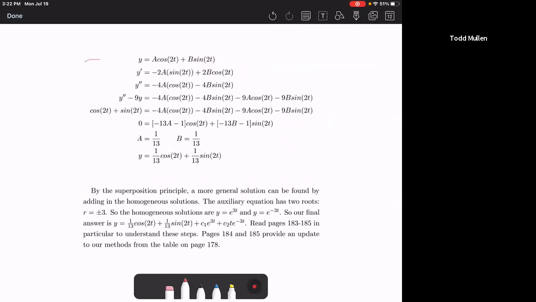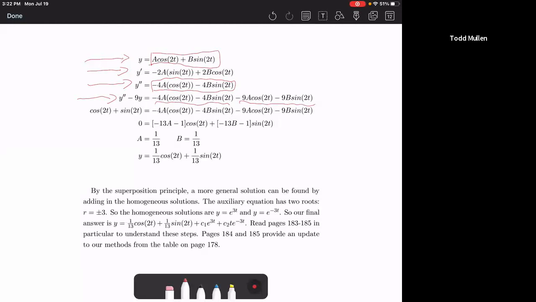So y is equal to a cos 2t plus b sine 2t, and that comes from our table on page 178. And now we'll take two derivatives. These are very easy. There's no product rules going on here. Now we'll figure out what y double prime minus 9y is equal to. That's just y double prime minus 9 of these. So that's what you'll see here, y double prime minus 9 times y.